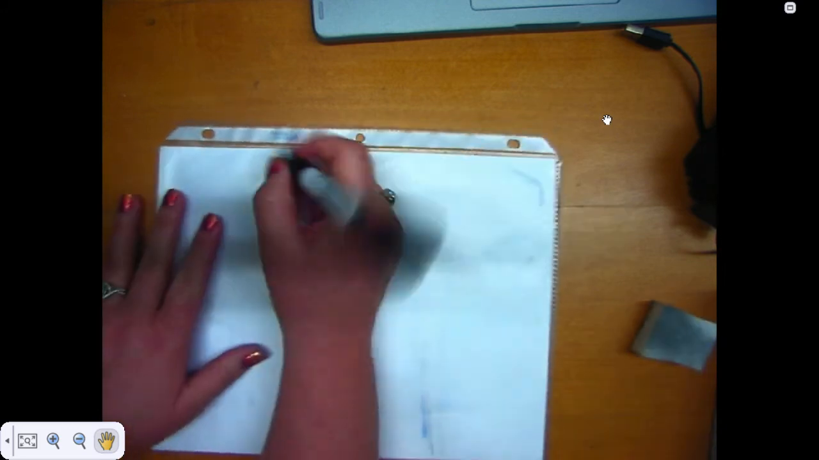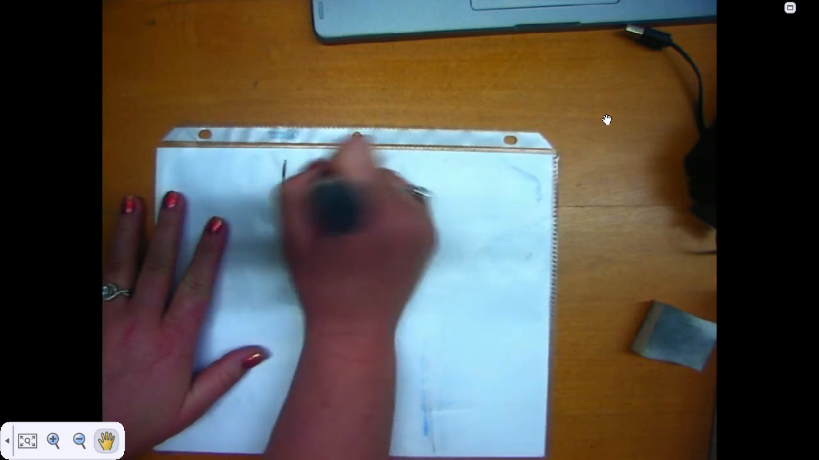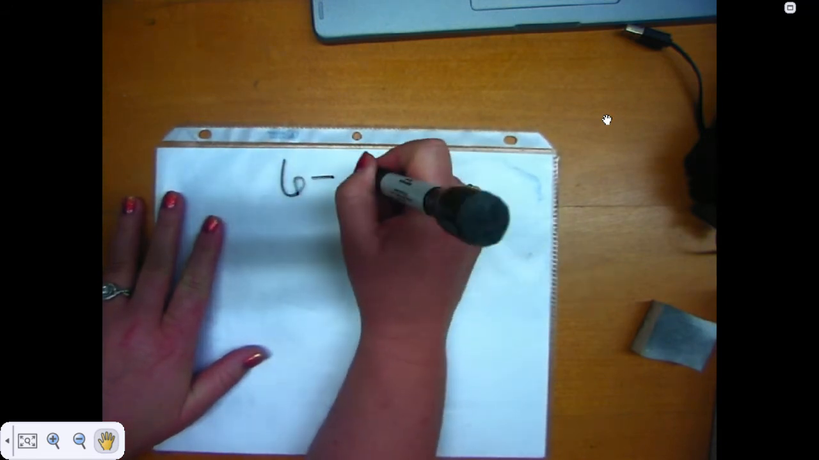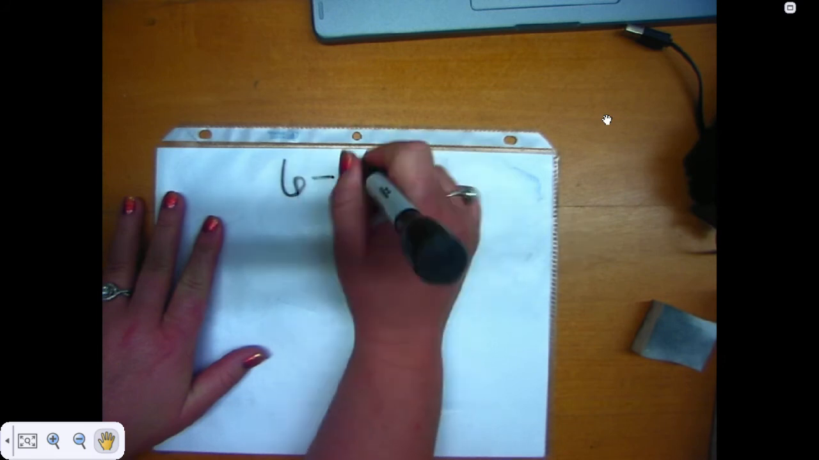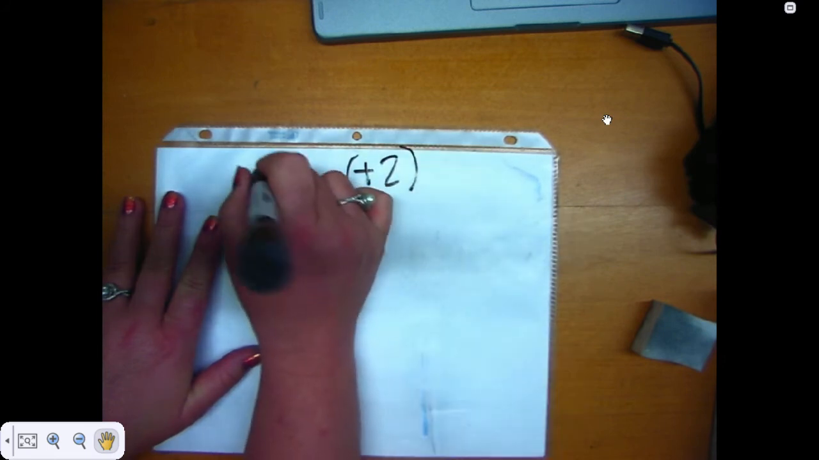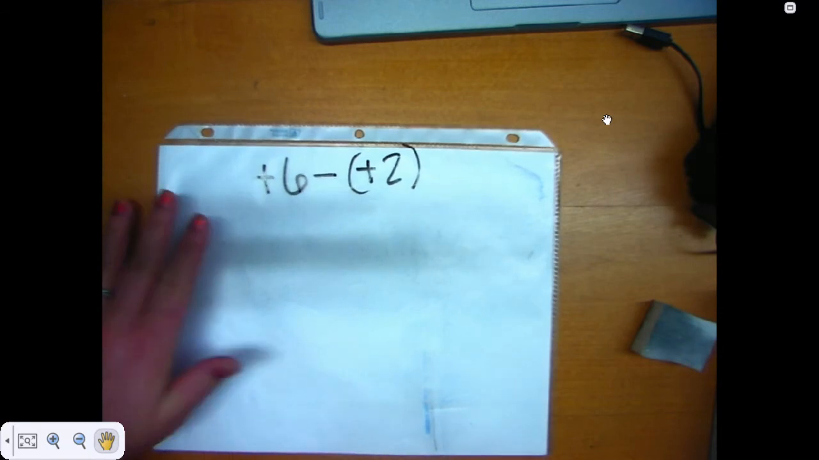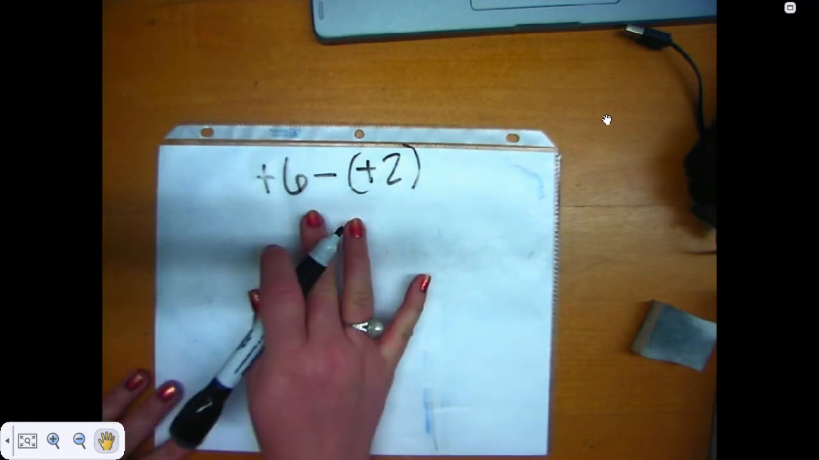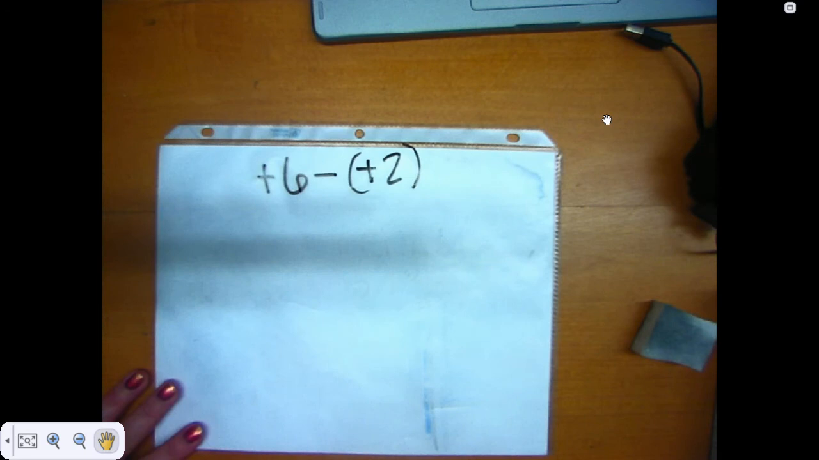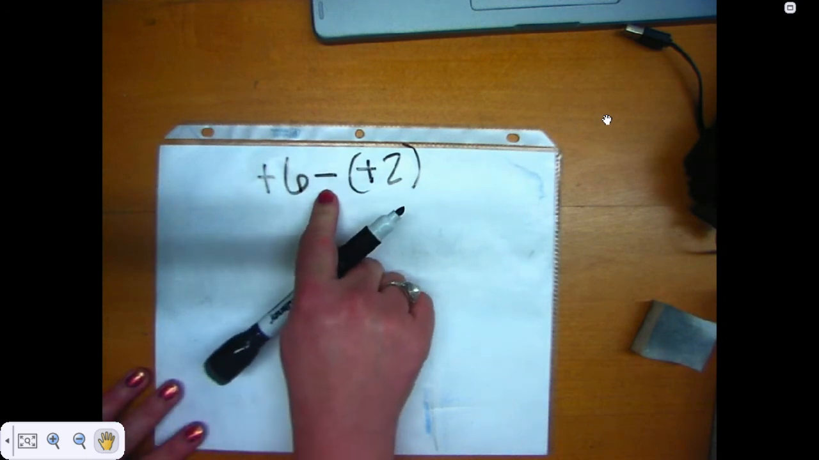So if I have 6 minus positive 2, and I'm going to go ahead and notate that this is positive 6. So I have positive 6 minus positive 2. The first thing I'm going to do is notice that this is not adding.